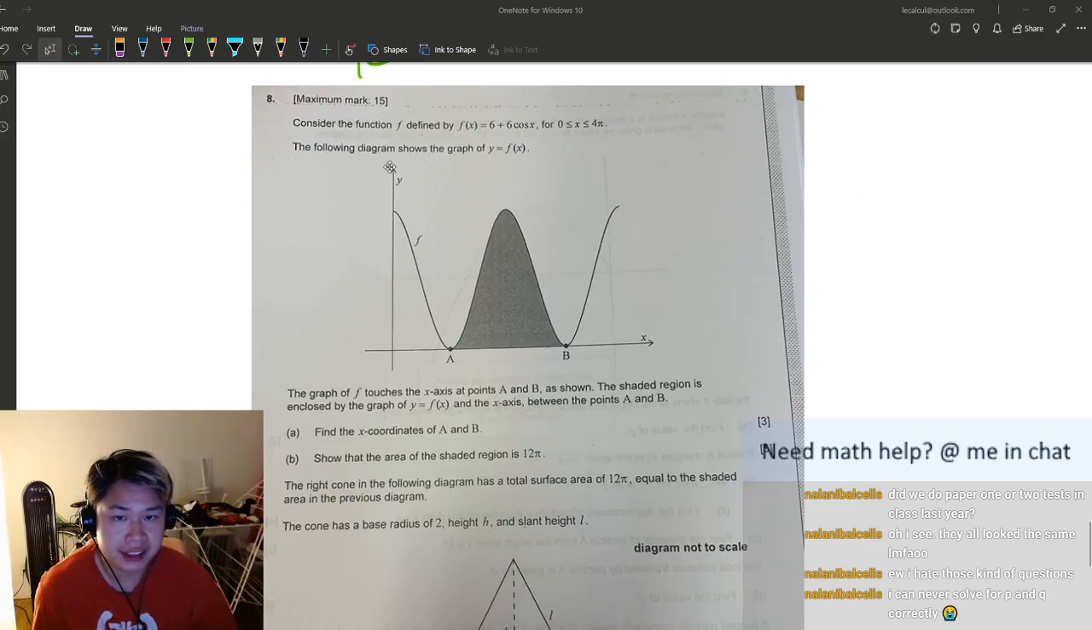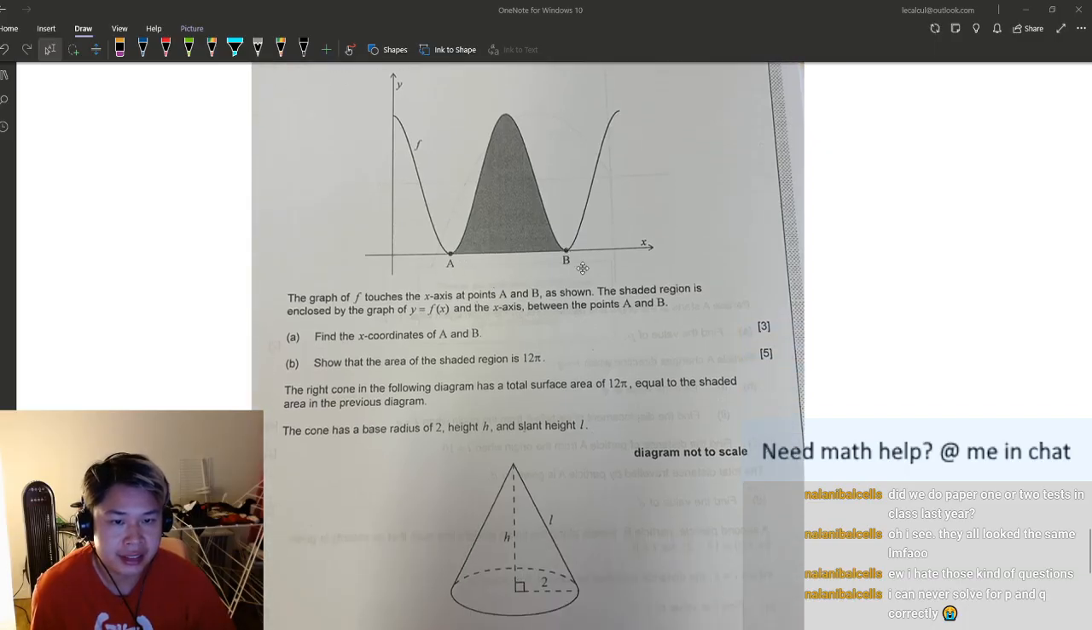Okay, we have a function, here it is. Graph touches here and here as shown.